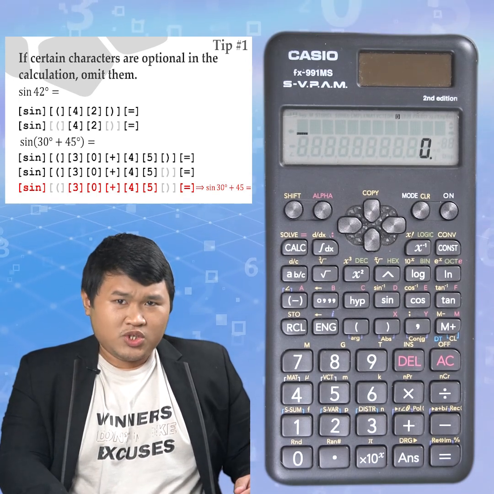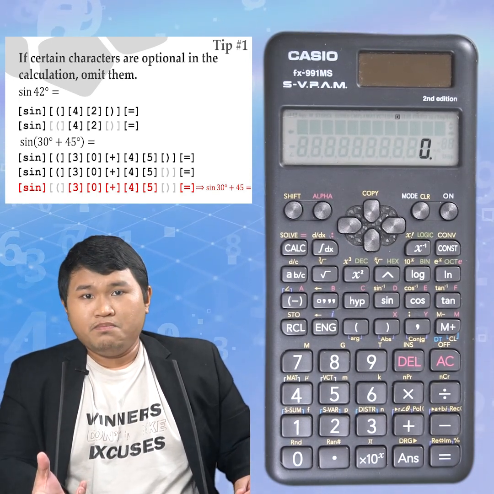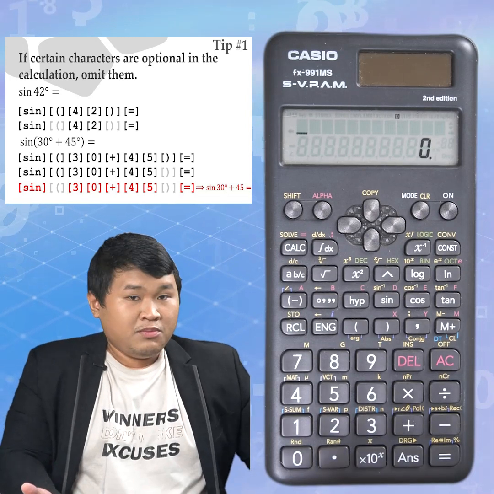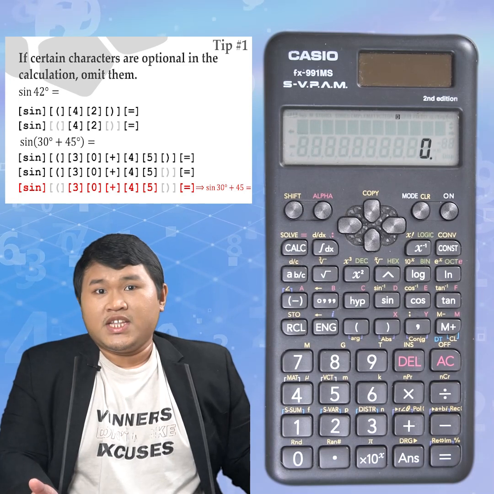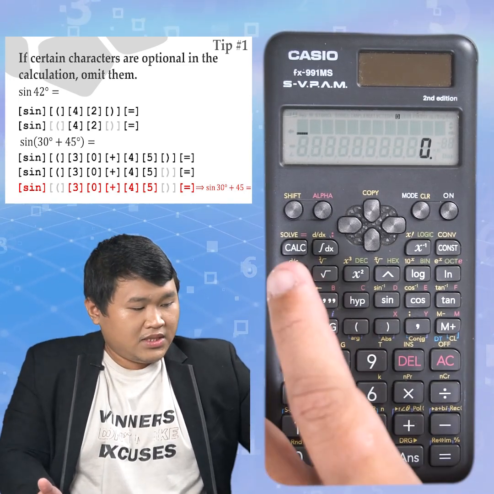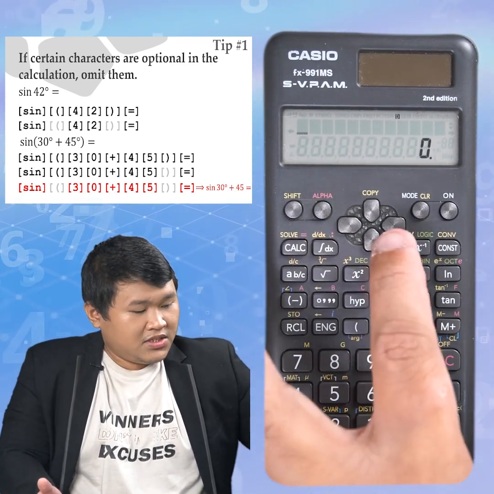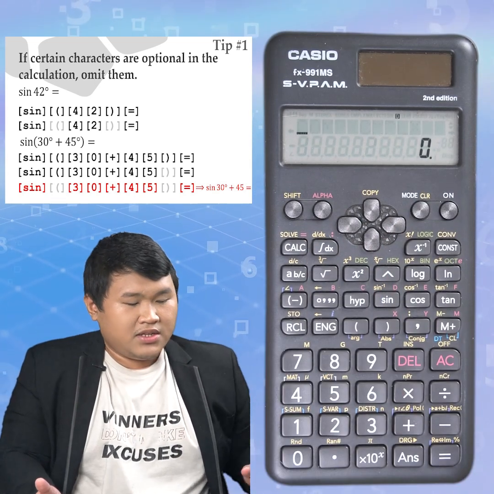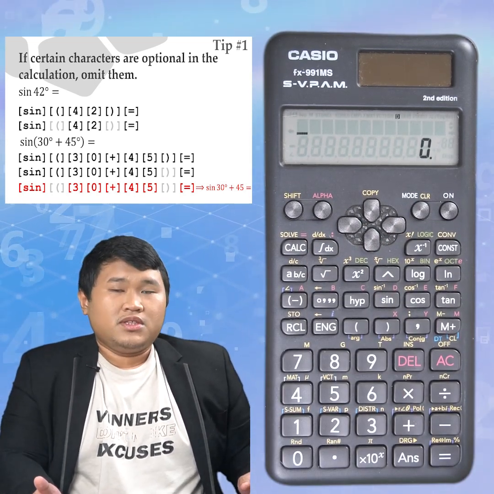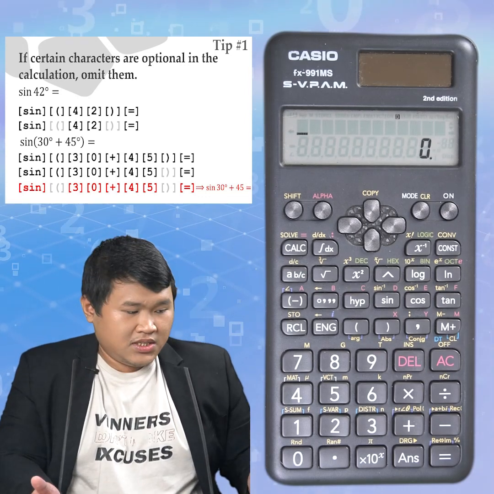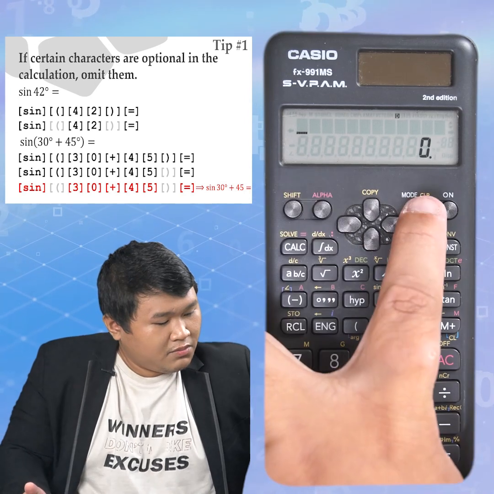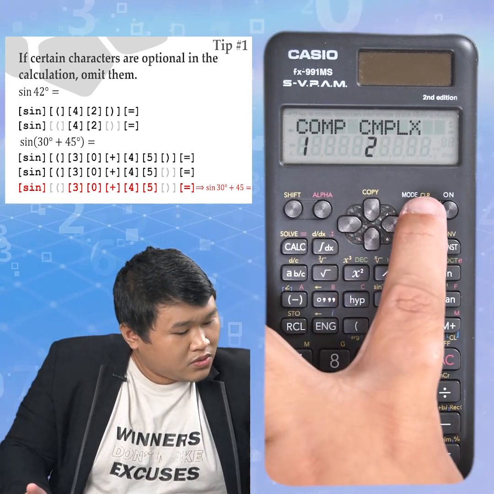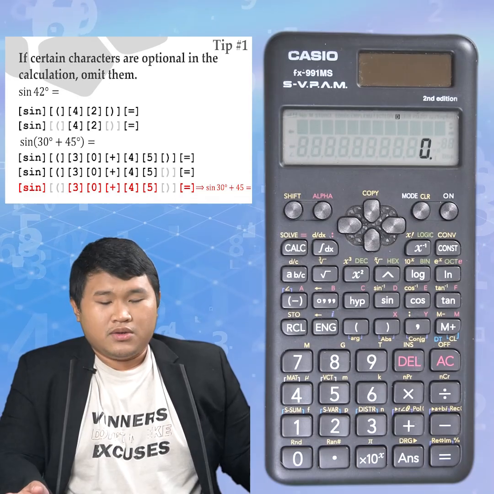Now, let's assume that our calculator is in comp mode. By default, when you turn on the calculator for the first time, it's in comp mode. But if it's not, you can access it using mode and then 1 for the comp mode. And by default, all angles are measured in degrees in this calculator. But in case it's not, you can enter shift mode and then deg 1. That's how you access degrees.